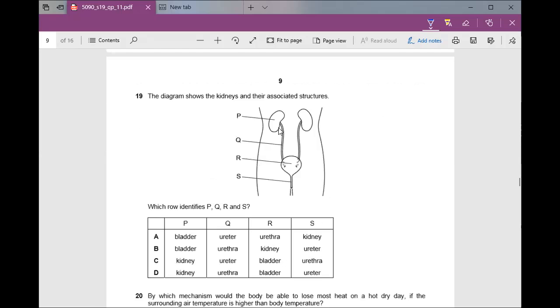Number 19, the diagram shows the kidney and their associated structures. Which row identifies P, Q, R, S? P is kidney.